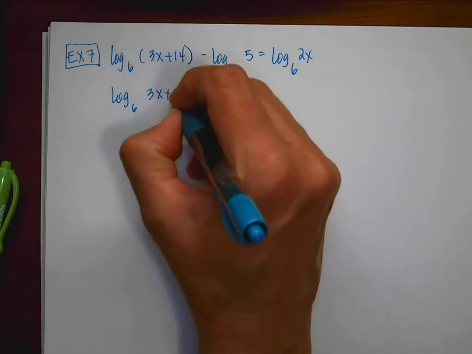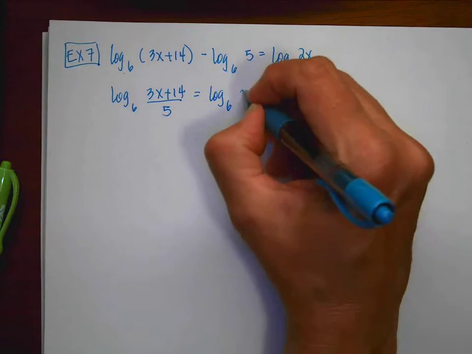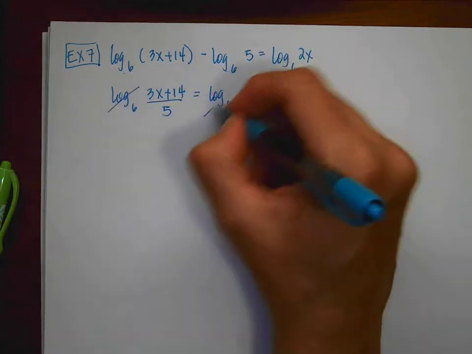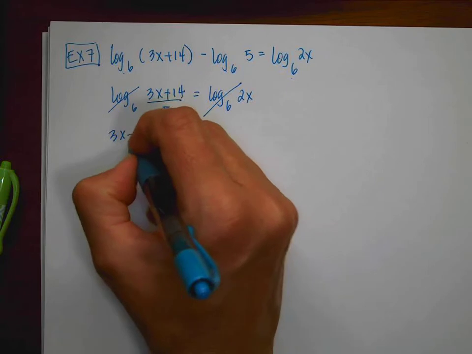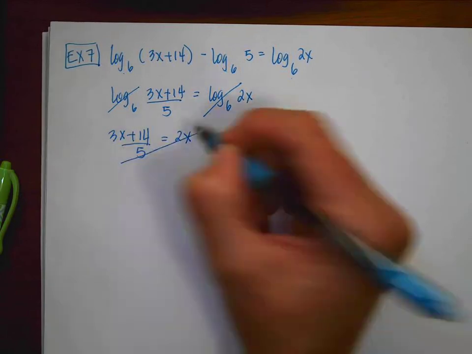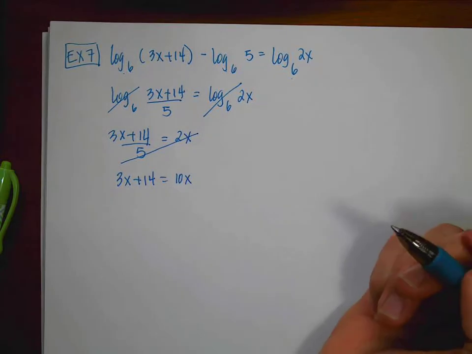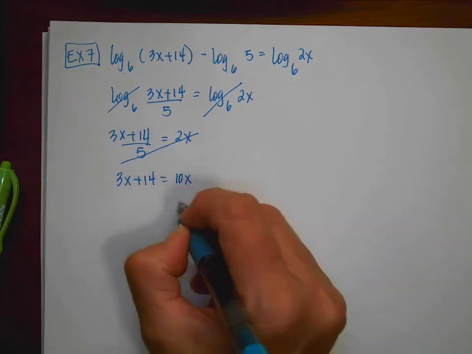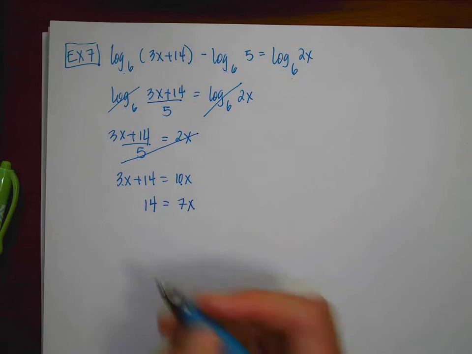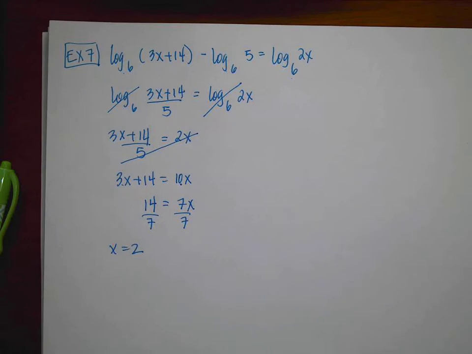So this is the log base 6 of (3x plus 14) divided by 5 is equal to the log base 6 of 2x. Now the one-to-one property kicks in because the logs are the same on both sides. So now I get (3x plus 14) over 5 is equal to 2x. I'm going to cross multiply. 3x plus 14 is equal to 10x. Combine like terms, so I'm going to get 7x is equal to 14 because I took the 3x to the other side. Alrighty, divide both sides by 7, and I get x is equal to 2.